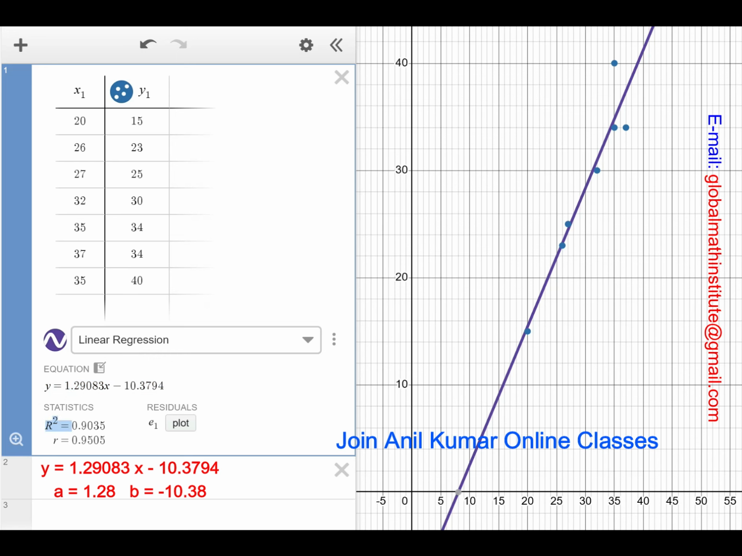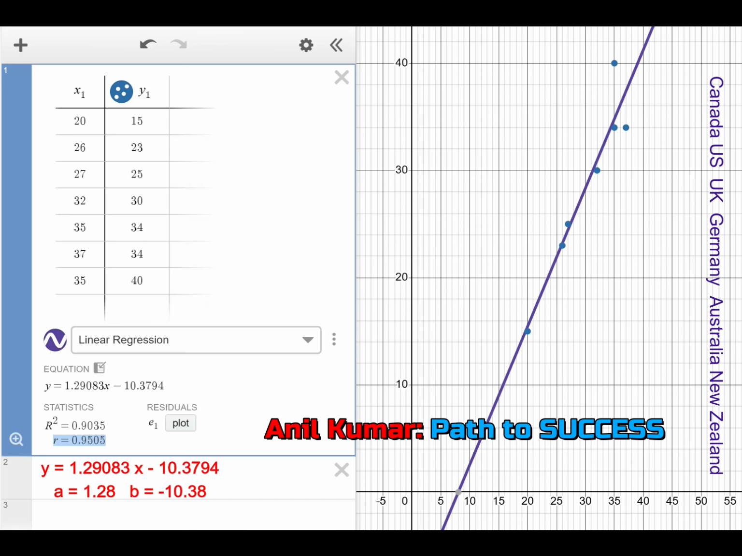R square is 0.9035 and the value of R is 0.9505. So the data beautifully fits into this particular line since the value of R is much greater than 0.9. Makes sense, right? So that answers our question.